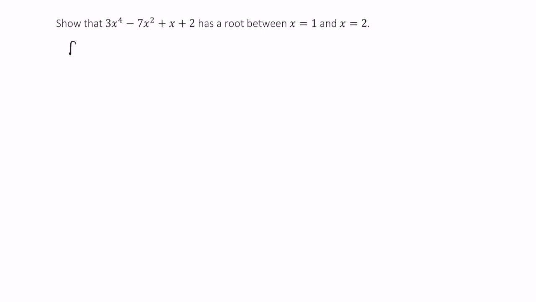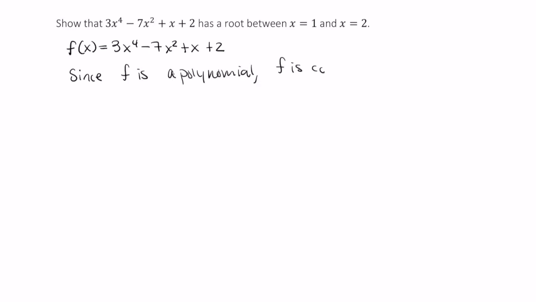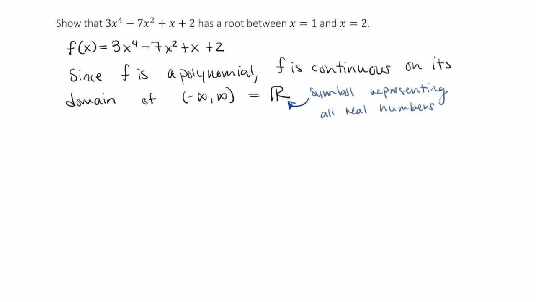So first of all, let's say f of x equals 3x to the fourth minus 7x squared plus x plus 2. Since f is a polynomial, f is continuous on its domain of negative infinity to infinity, which is just equal to the real numbers. All right, so we have continuous. So since f is continuous on all real numbers, it is certainly continuous on the interval between 1 and 2 inclusive.